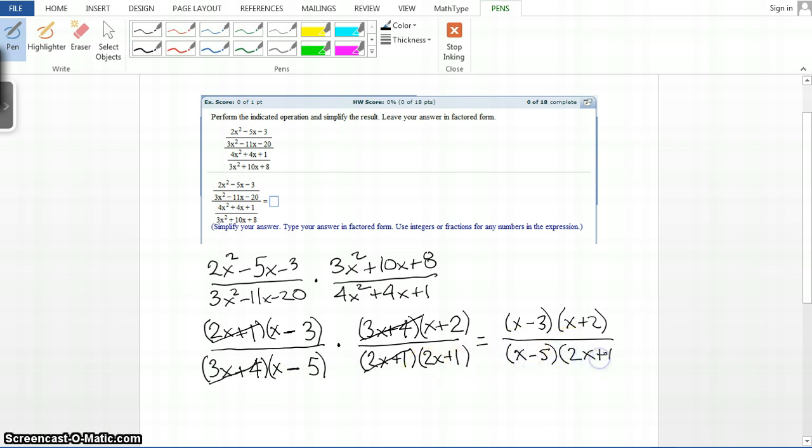Alright, that's how you do it. Again, your trinomials will be different.